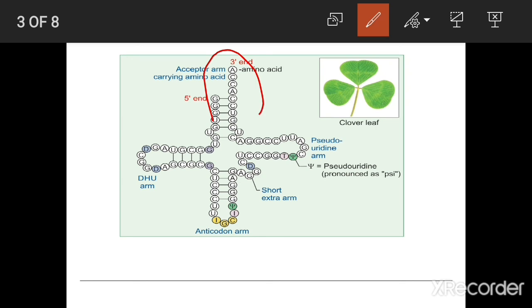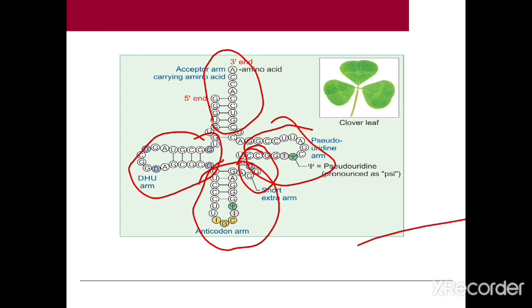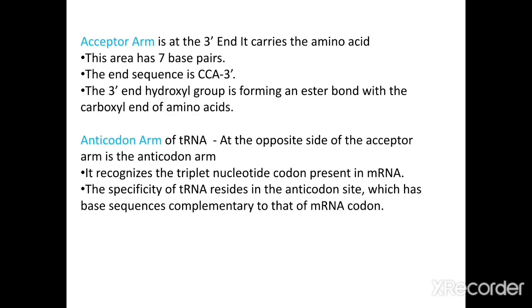So, it has an acceptor arm, then opposite to the acceptor arm is the anticodon arm, then it has a pseudouridine arm and DHU arm. In addition to that, it has a short extra arm here. The acceptor arm is at the 3' end. It carries the amino acid and this area has 7 base pairs. The hydroxyl group at the 3' end forms an ester bond with the carboxyl end of the amino acid.